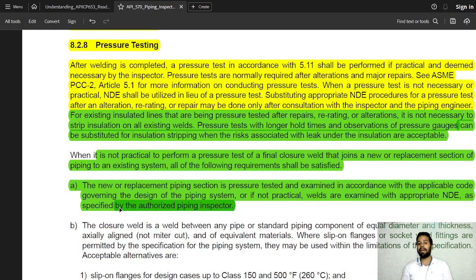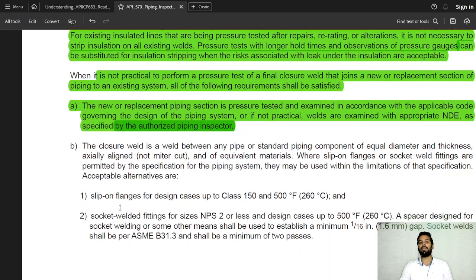When it is not practical to perform the pressure test on a final closure weld that joins a new or a replacement section of the piping system, all of the following requirements shall be satisfied. The new or replacement piping sections shall be pressure tested, examined in accordance with the applicable code governing design of the piping system. If not practical, the weld shall be examined with appropriate non-destructive examination as specified by the authorized piping inspector.